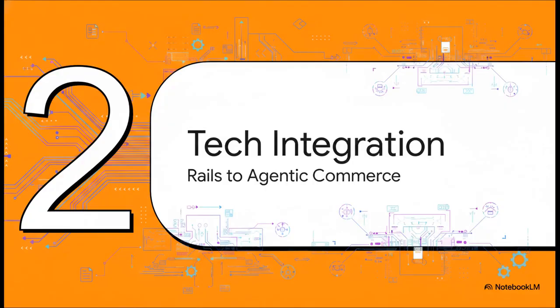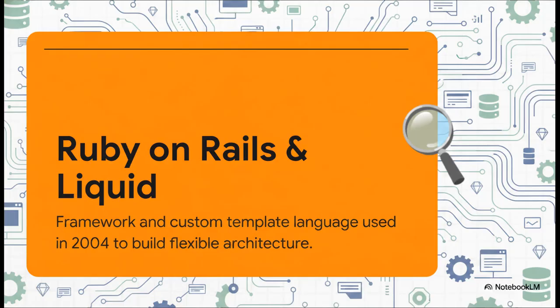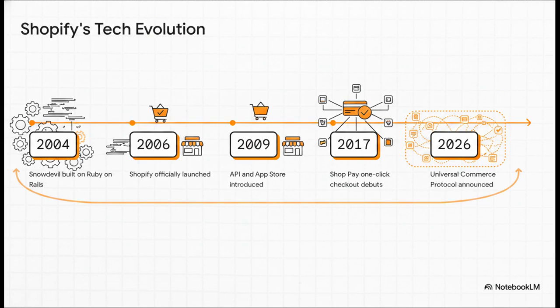Moving right along to part two, technological integration. We're going from Ruby on Rails all the way to agentic commerce. Okay, so how do you actually engineer something like this to scale? Well, Lutke turned to Ruby on Rails, and he paired it with a custom template language he whipped up called Liquid. Back in 2004, these were some seriously strategic architectural choices. They were the secret sauce that allowed for the super flexible, rapid deployment of custom storefronts. It gave early merchants exactly what they were desperately demanding and totally solved that rigidity problem we just talked about with the older platforms. And as you'd expect, this architecture scaled like crazy.